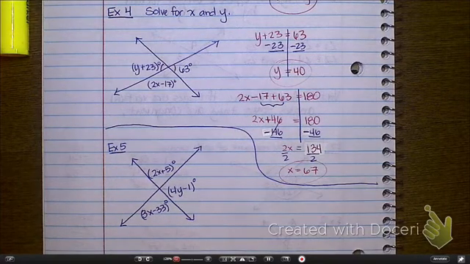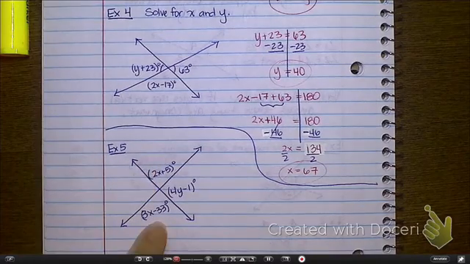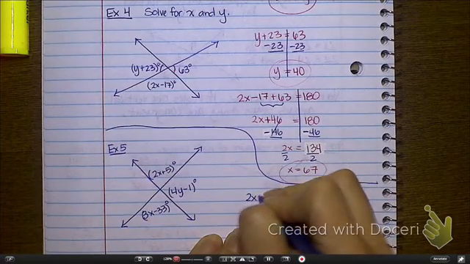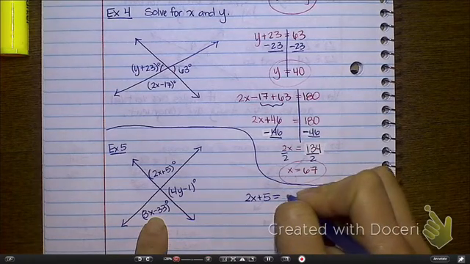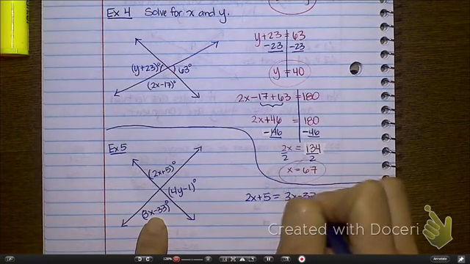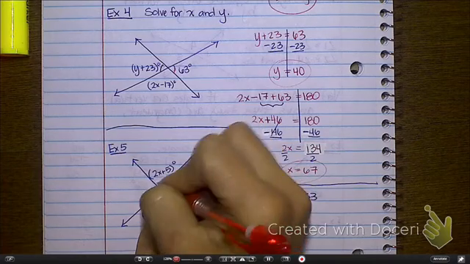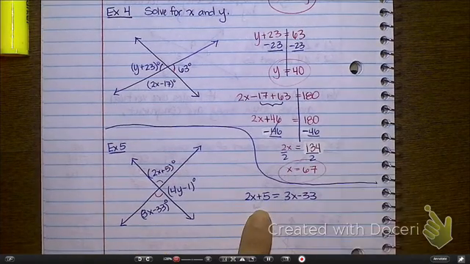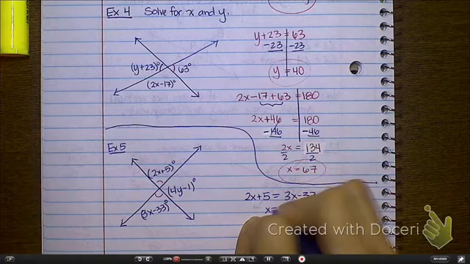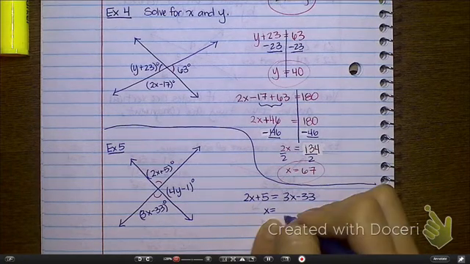All right, so on this one, what I would do first is solve for x. I would set up 2x plus 5 equals the one across from it, 3x minus 33. These are two congruent angles, right? When you guys solved this, what did you get? 38, okay?